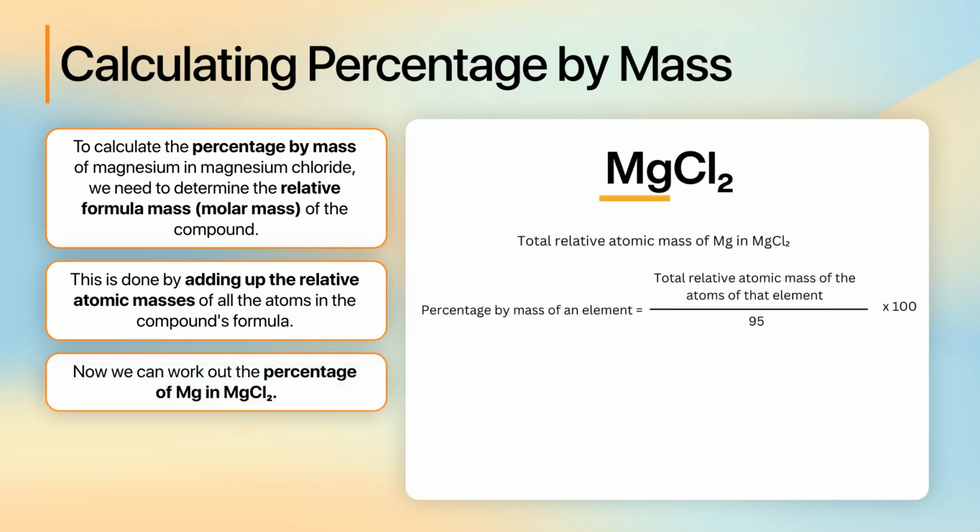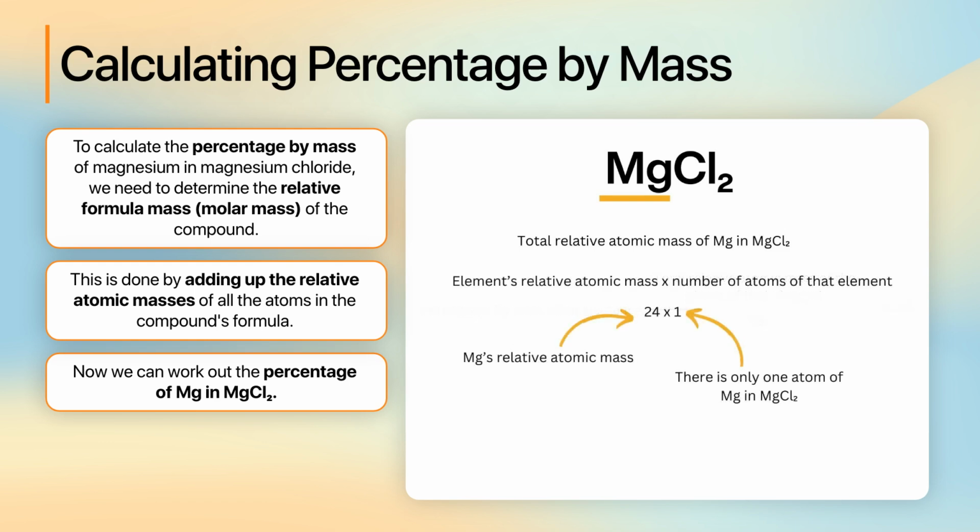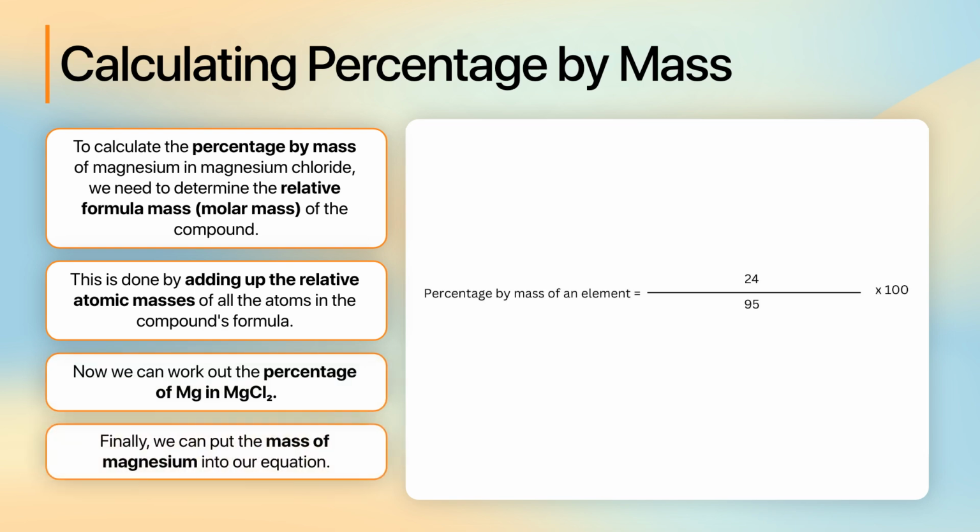Now, let's work out what percentage of 95 the magnesium accounts for in MgCl2. This is achieved by multiplying the element's relative atomic mass by the number of times it appears in the compound's formula, also known as the number of atoms of an element in the compound. There is one atom of magnesium in the formula MgCl2. Therefore, the mass of magnesium in 1 mole of MgCl2 equals 1 multiplied by 24, which equals 24. Now we can put the mass of magnesium into our equation.